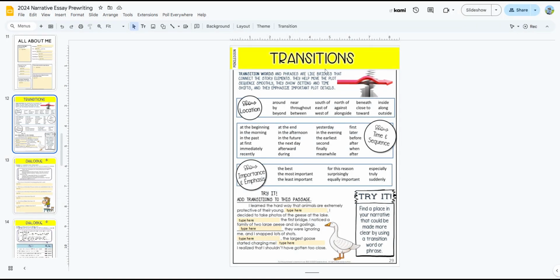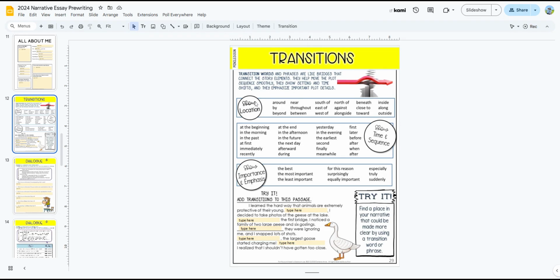And let's read the directions or the instructions up at the top. It says, transition words and phrases are like bridges that connect the story elements. They help move the plot sequence smoothly, they show setting and time shifts, and they emphasize important plot details. So they have lots of examples of different transitions that you can use.